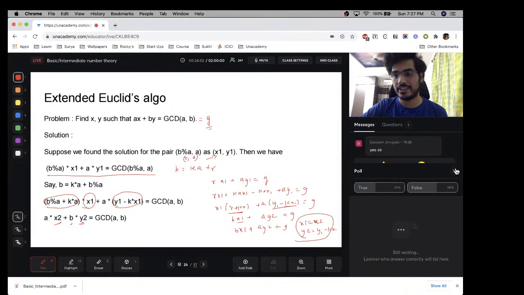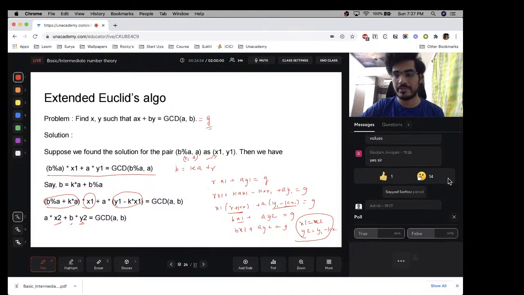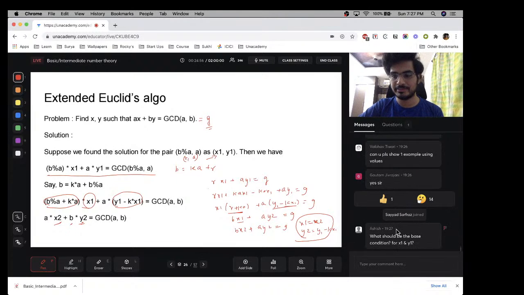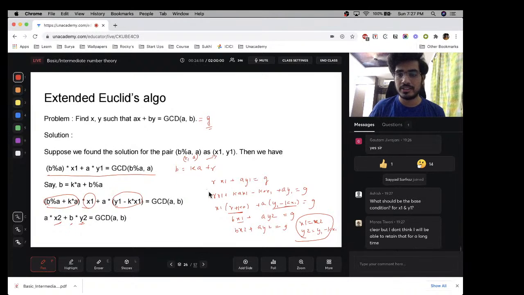Okay. Half of the people said it's not clear. Okay. So, clear. Manas is just saying that clear, but he doesn't think he'll remember it for a long time. It's simple, Manas. Try to write it on your own on paper. Then you can remember it. It's nothing to remember.